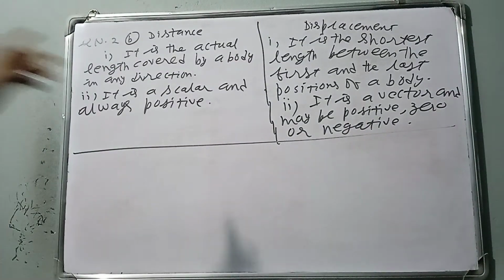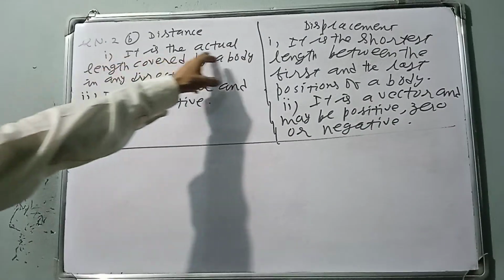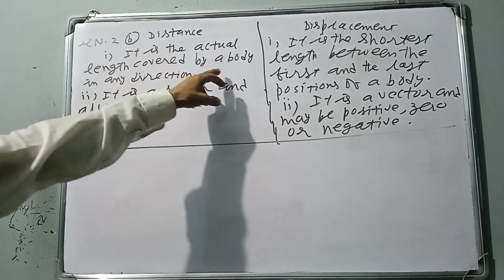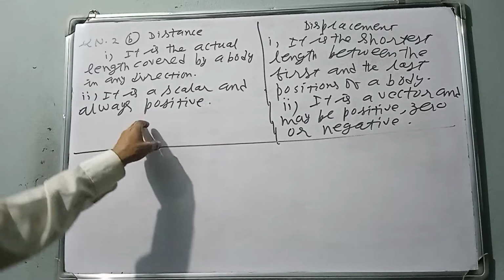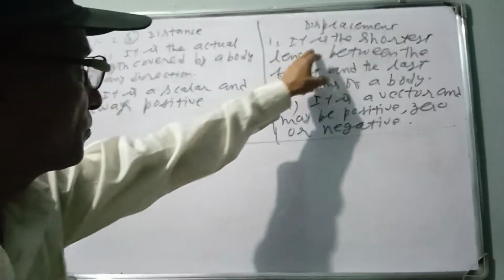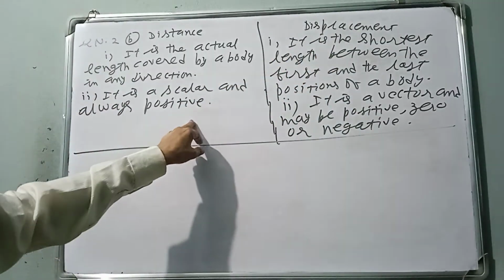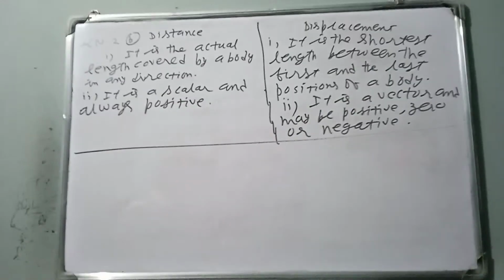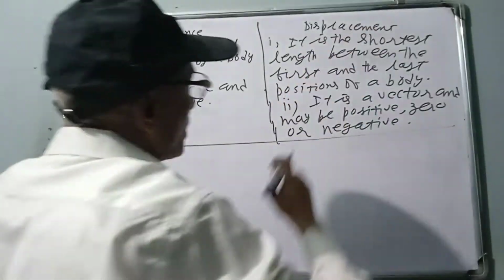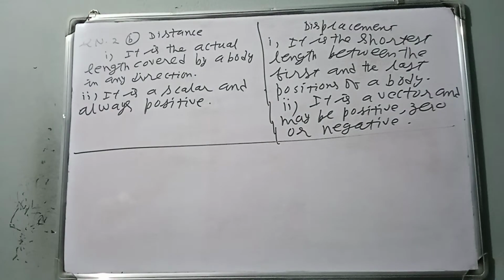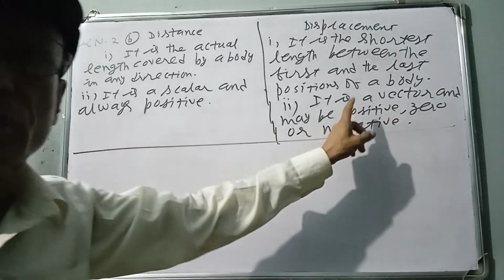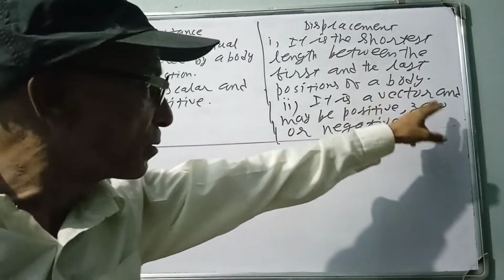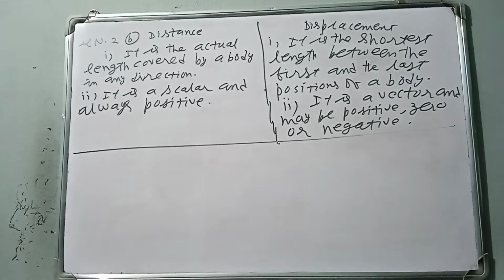Question number B, distance and displacement. Distance is the actual length covered by a body in any direction. It is a scalar quantity and it is always positive. Even if the direction is changed, the distance is always positive. Displacement is the shortest length between the first position and the last position of a body. It is a vector quantity and it is sometimes positive, sometimes 0 or sometimes negative.